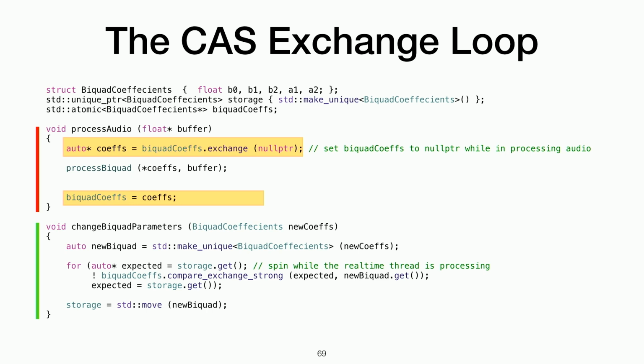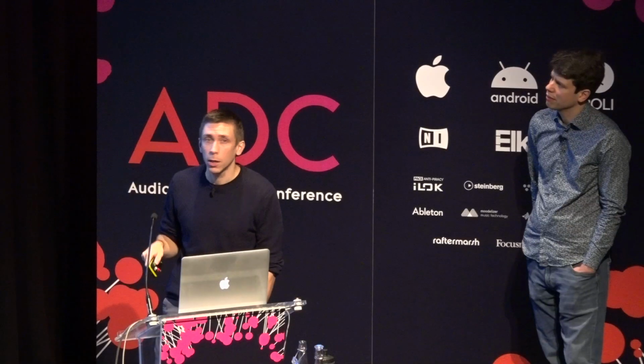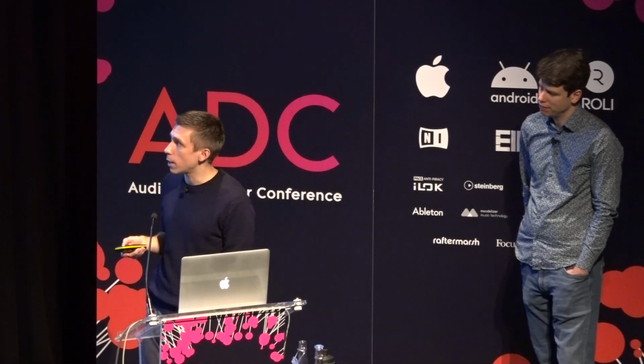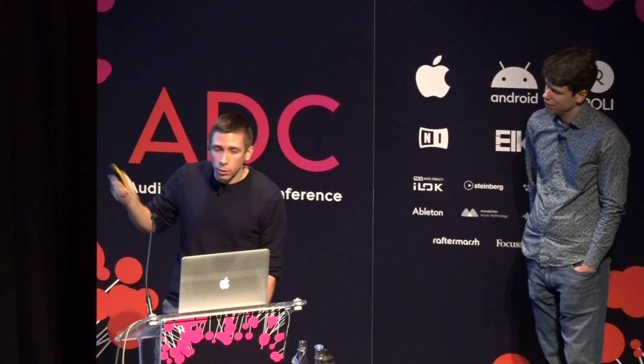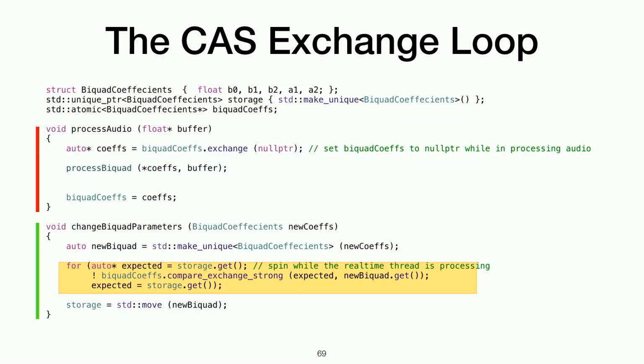It's saying when the value is null pointer, the real-time thread is using it. So we get the old value out, we can do our processing, and once we're done with the processing, we can reset that coefficient back into the std::atomic to release it to the non-real-time thread. On the non-real-time thread, we create our new bytecode coefficients as before, and then we now have to somehow try and set this and make it visible to the real-time thread.